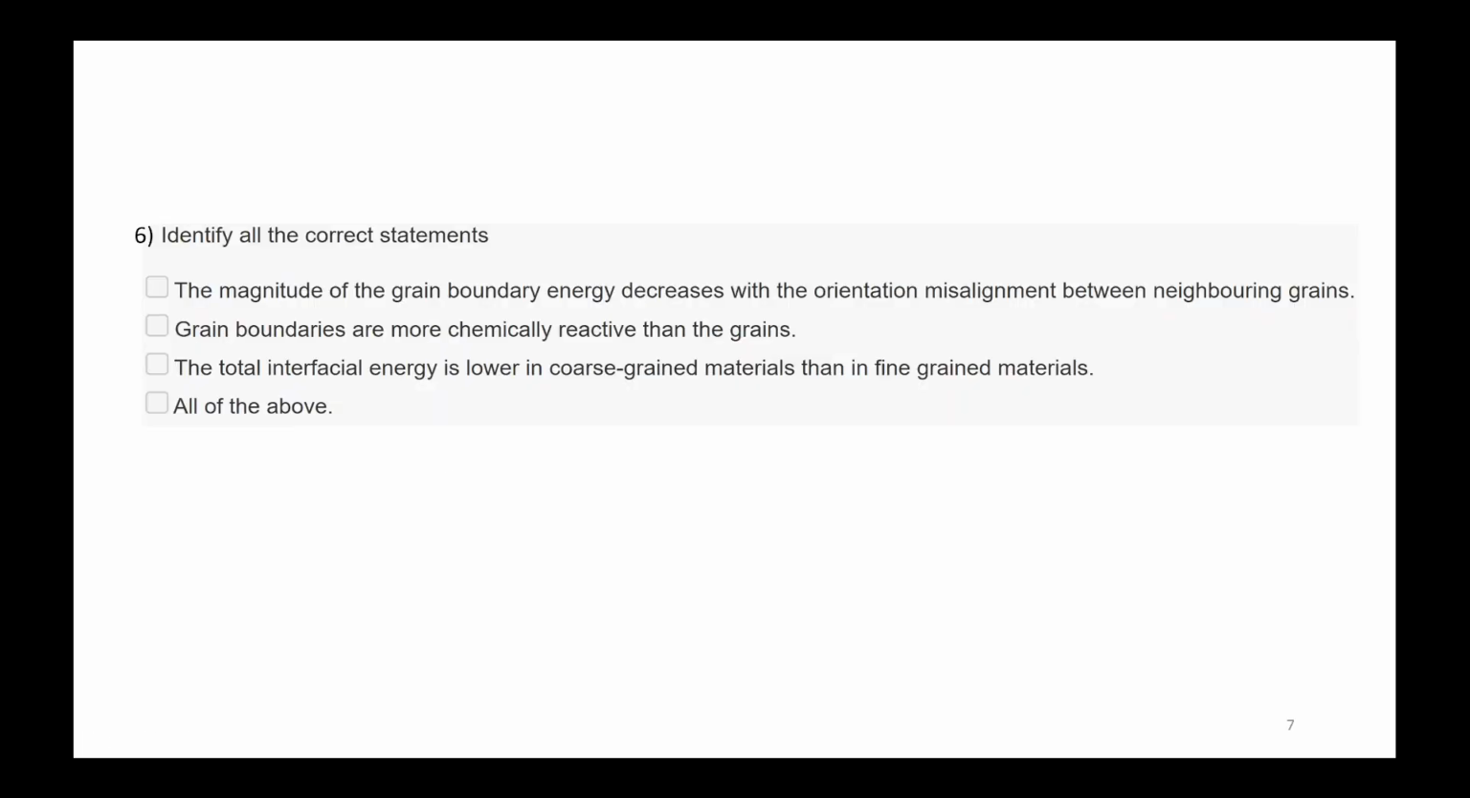Identify all the correct statements. The magnitude of the grain boundary energy decreases with the orientation misalignment between neighboring grains. Grain boundaries are more chemically reactive than the grains. The total interfacial energy is lower in coarse grain materials than in fine grain materials, or all of the above. Your answer will be the middle ones.